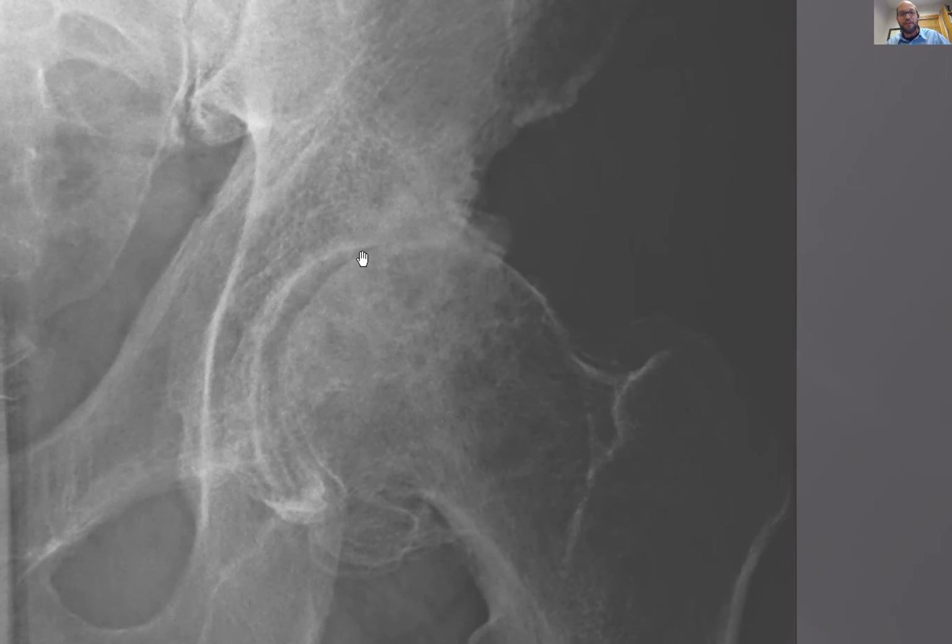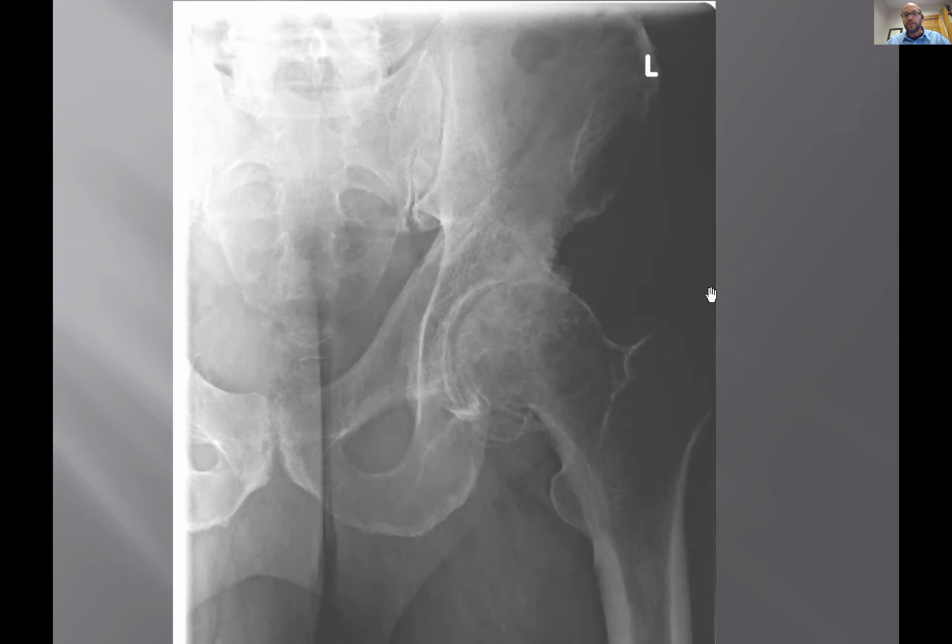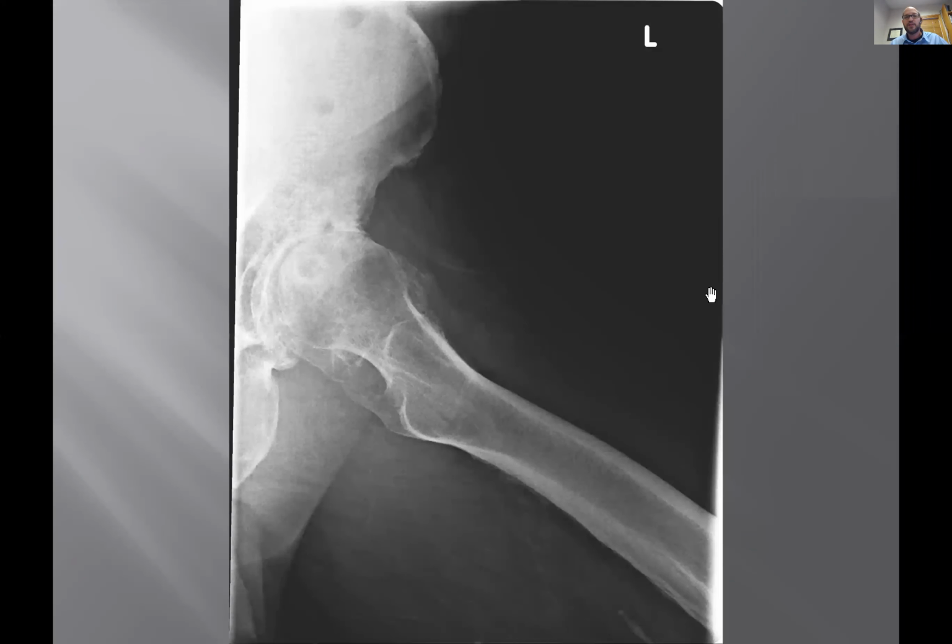Now, there's another finding here. Let's go to the next. Let's go to the frog leg view. All right, take a look at the frog leg view. What I like about the frog leg view is you can see a subchondral cyst in the supraacetabular region. Of course, you can see the cystic change and the degenerative change in the hip. But remember, there was a soccer injury to the thigh, and there's another diagnosis here. All right, let's have some fun, and we got to get to that next case here.